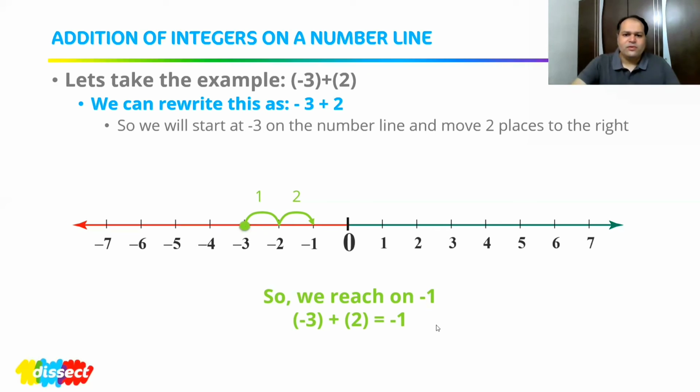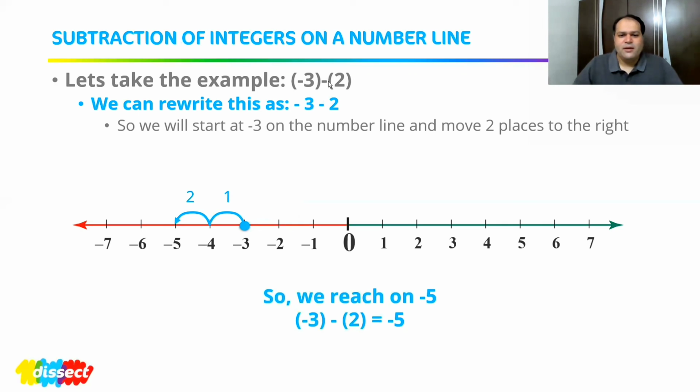In the same way, if you apply the same logic, let's say you want to do subtraction, minus 3 minus 2. So we have kept the integers the same, but we've just changed the sign. So let's see how it works. We have minus 3, which means we go to minus 3, and then we jump twice. But this time, because there is a minus in between, we'll jump twice on the left hand side.